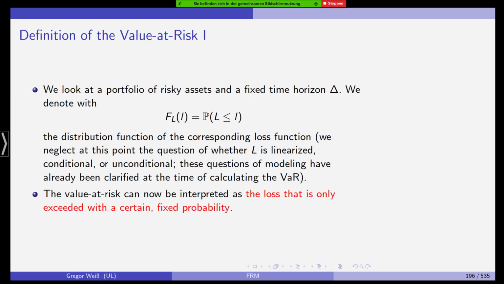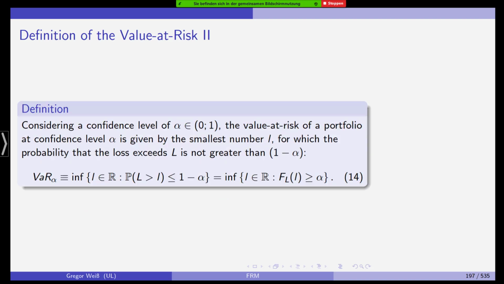So let's define value at risk. We look at a portfolio of risky assets with a loss distribution L and a fixed time horizon. FL is the distribution function of the corresponding loss distribution. We neglect at this point whether we are given L, whether we need to linearize L. We don't care if it's conditional or unconditional. We are only given a loss distribution, capital L, and we need to calculate the value at risk. And the value at risk can now be interpreted as the loss that is exceeded with a certain fixed probability. So this is the precise and mathematical definition.